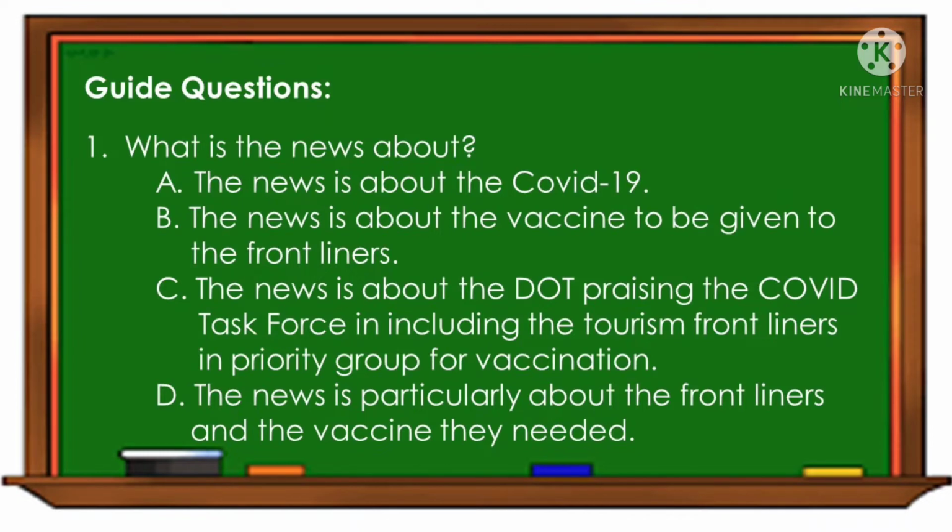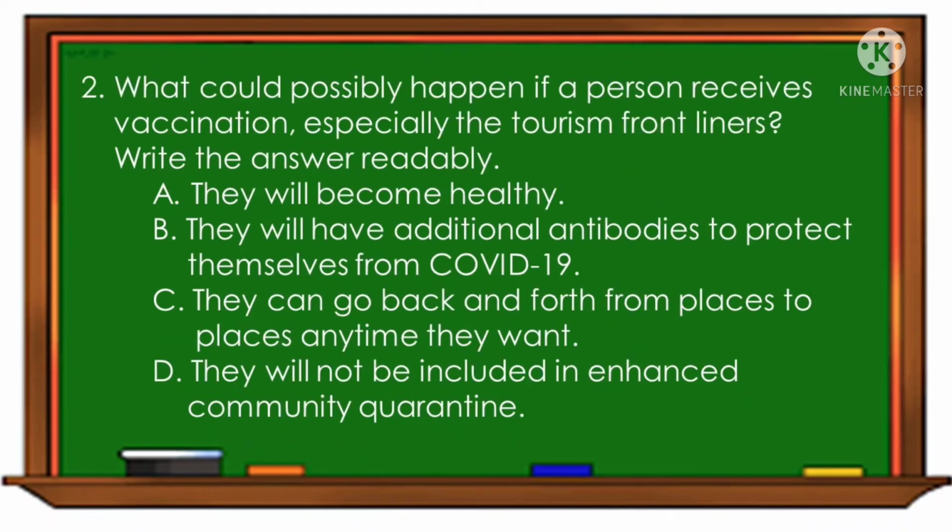What is the news about? A. The news is about the COVID-19. B. The news is about the vaccine to be given to the frontliners. C. The news is about the DOT praising the COVID task force, including the tourism frontliners, in priority group for vaccination. And lastly, D. The news is particularly about the frontliners and the vaccine they needed. Write your answers in your answer sheet.